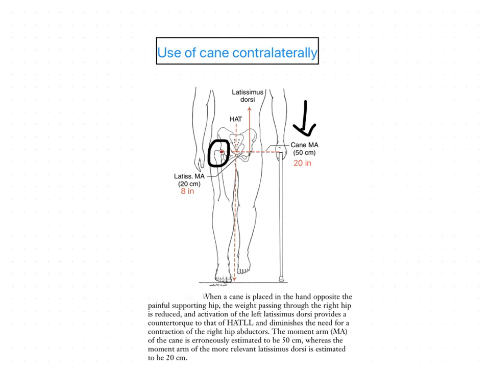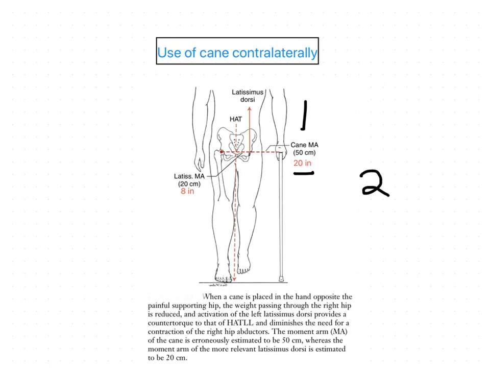Now, estimating an average moment arm of 20 inches between the downward thrust on the cane and the supporting hip joint, this is the distance I am now explaining, the cane would generate an opposing torque of how much? How much torque is produced now?